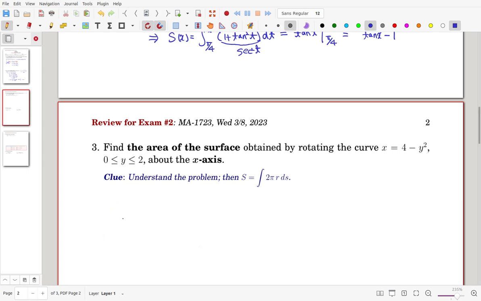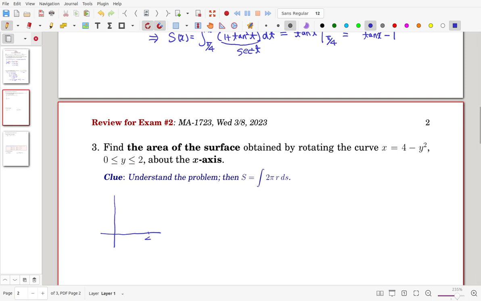So we'll use the formula. Let's try to understand the problem. x is 4 minus y squared, and y is moving from 0 to 2. Here we have x equals 4 minus y squared. So once y equals 0, then x is 4.